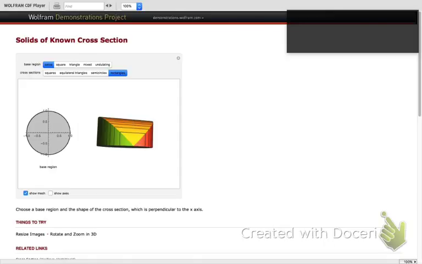Hang on a second. Are those colors just to make it look pretty, or do they mean something? Yeah, just to make it look pretty.